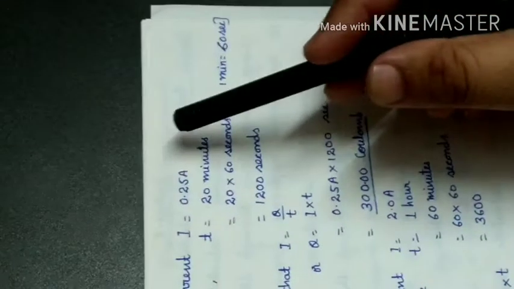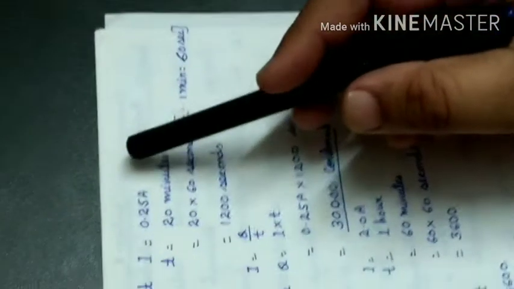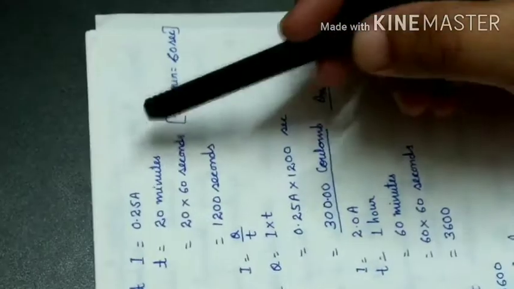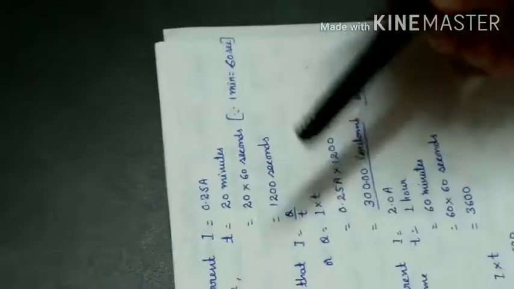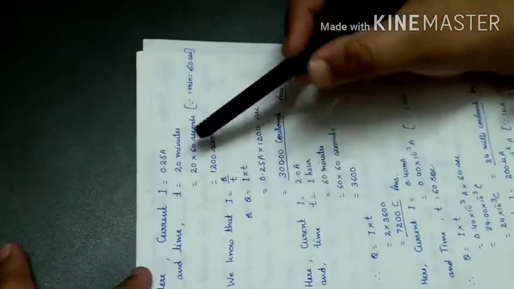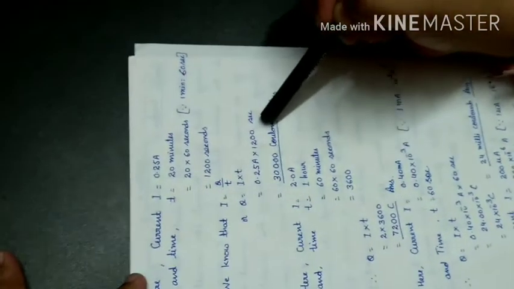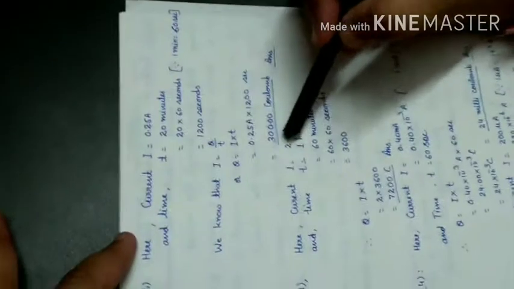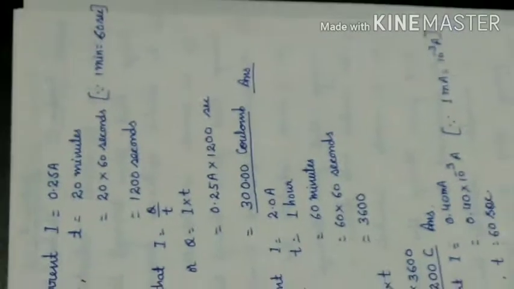So whenever you are solving the problems, you must take one system, that is SI system. All the given things should be in SI system. So I is equal to Q by T, Q is equal to I into T, 0.25 ampere into 1200 second, multiply it, this gives you 300 coulomb. So 300 coulomb charge will flow.